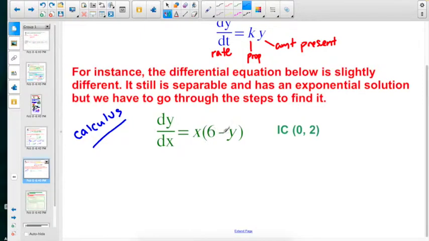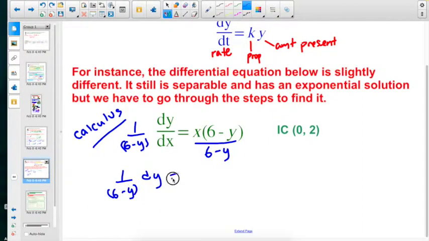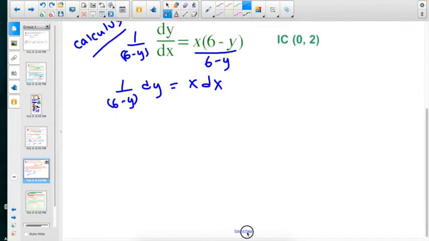So to get our expression that has to do with a y, this whole thing in the brackets has to come over to the other side. So we have 6 minus y. We're going to divide by that. That's the same as multiplying by the reciprocal, 6 minus y. And so we have 1 over 6 minus y dy. And I have an x over here with a dx. I'm going to bring the differential to the other side. So we have to take the antiderivative of both sides to find out what this differential equation looks like.